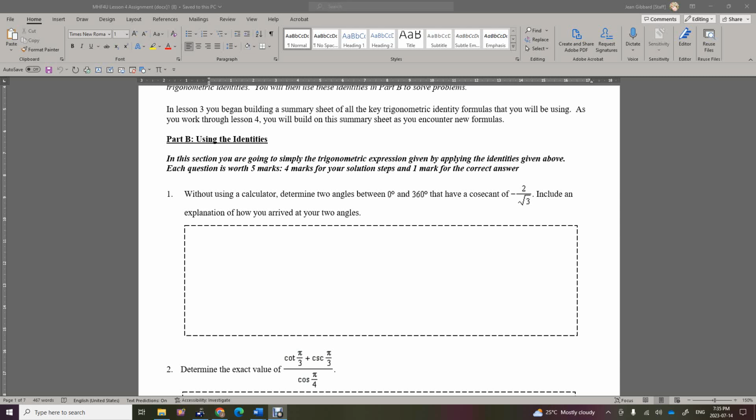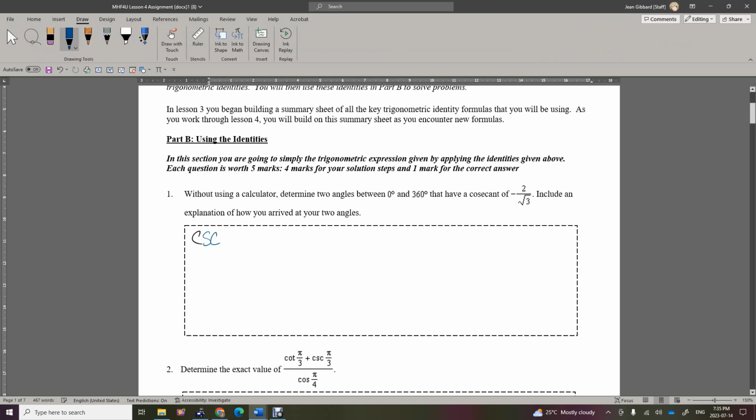This video is to help you with lesson 4 assignment. Now, the first thing we want to do is write down what we're given. In this question, we are given that the cosecant of theta is negative 2 over 3. Now, we have to go back and know that sine theta is equal to 1 over cosecant theta. So this would become negative 3 over 2.